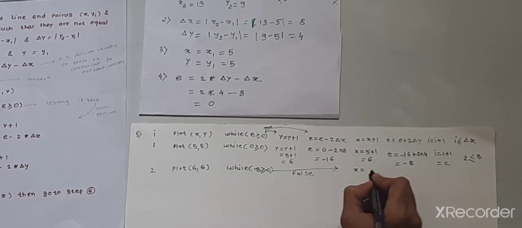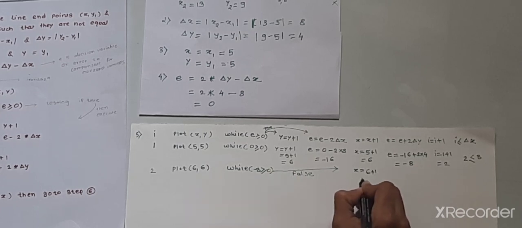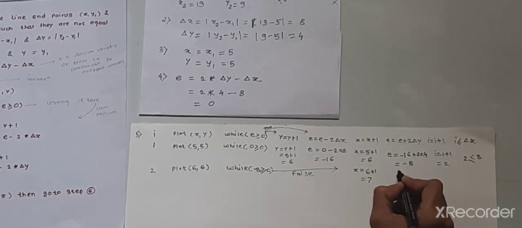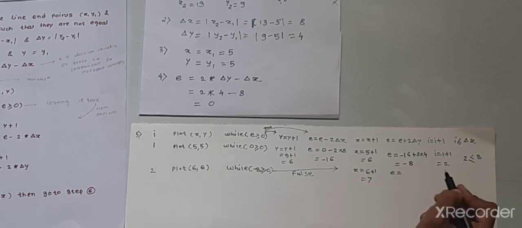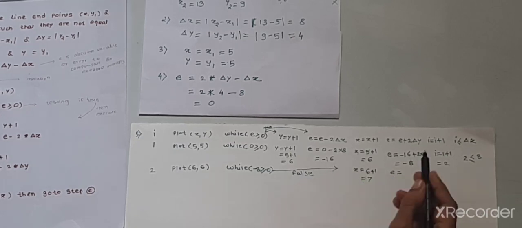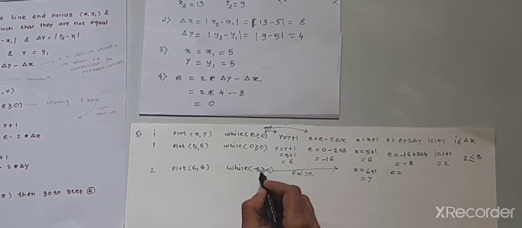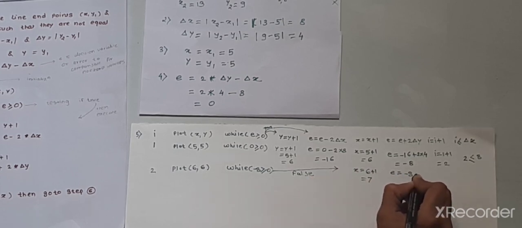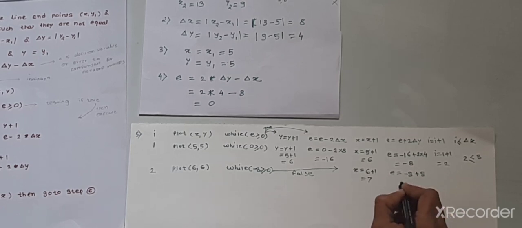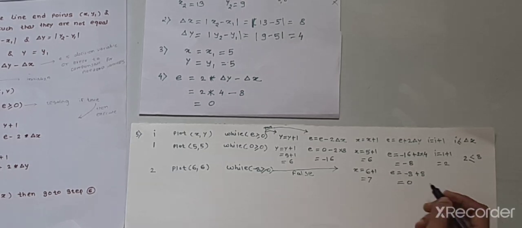What is current x? 6. 6 plus 1, we are getting answer as 7. Similarly, e is equal to, we are having the formula e plus 2 delta y. So what is the value of e that we get here? It is minus 8 plus 2 into delta y, that is nothing but 8. So we are getting answer as 0.